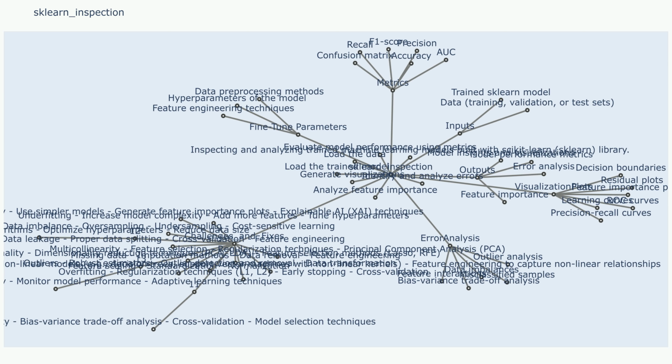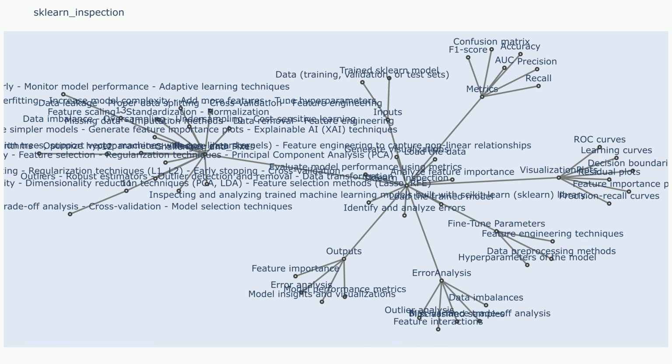Inputs: trained sklearn model. The trained machine learning model, which is an object containing the learned parameters and decision boundaries based on the training. Data: feature data. The dataset containing the features used for training and testing the model. It can be a pandas data frame or a numpy array. Target data: the labels or target values corresponding to the feature data.